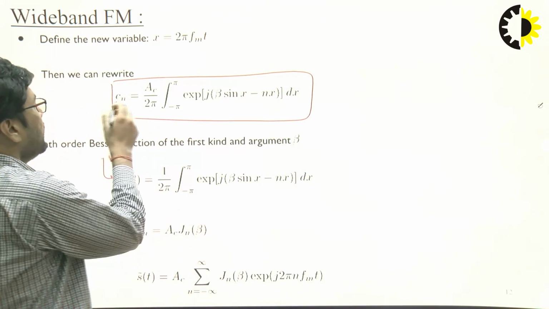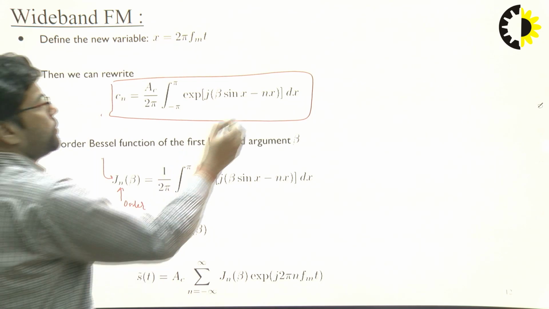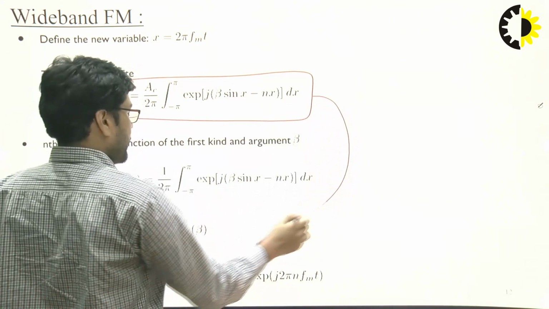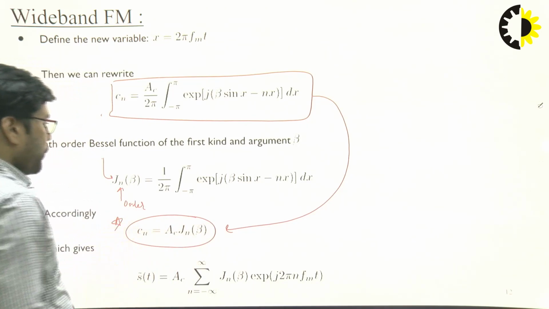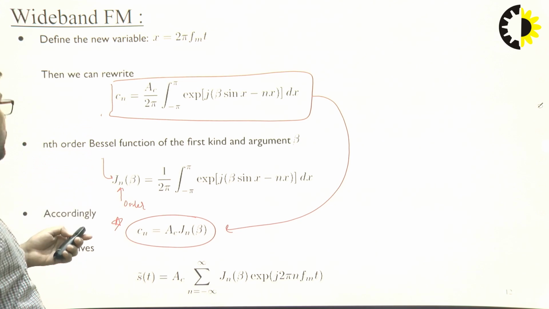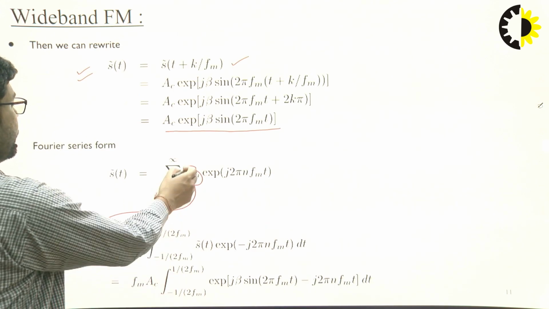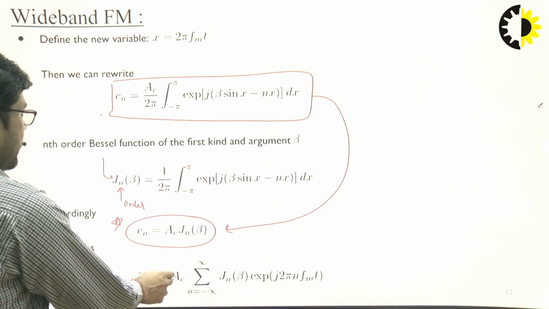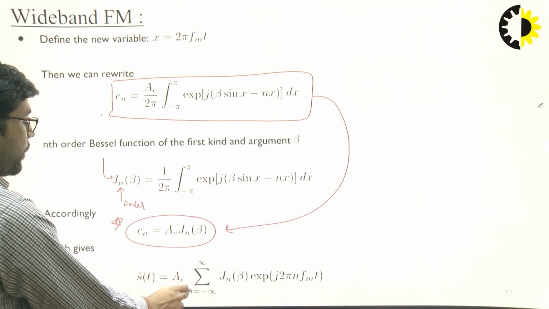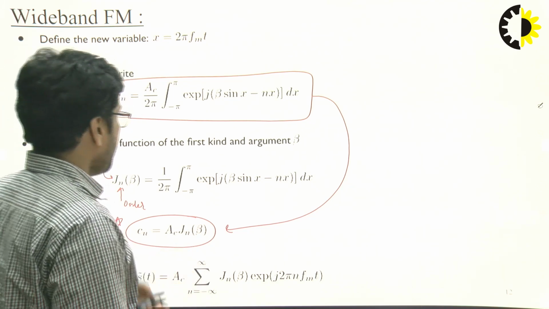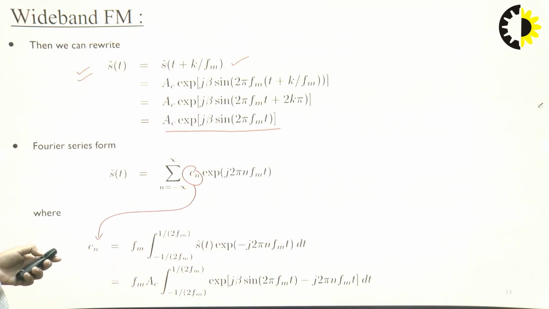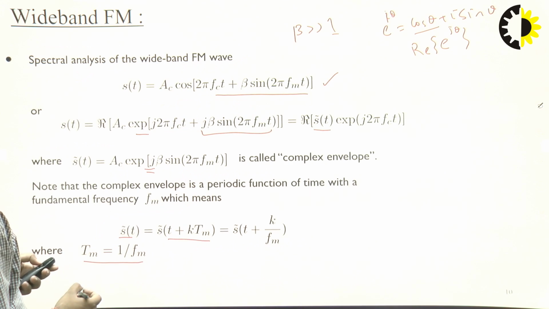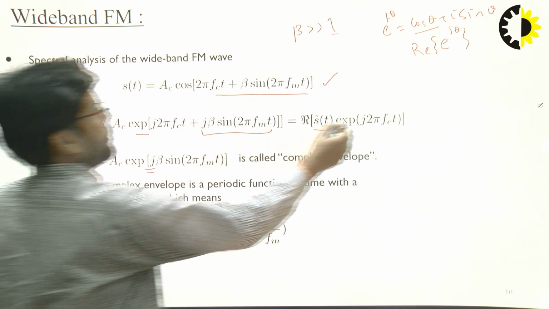So we can say this Fourier coefficient is nothing but A_C J_n(beta). Finally, you can put this Fourier series coefficient value in this equation. S bar t, you will get A_C times the summation over n equal to minus infinity to infinity of J_n(beta) exponential j 2 pi n f_m t. Now you have to keep this s bar t into this equation.